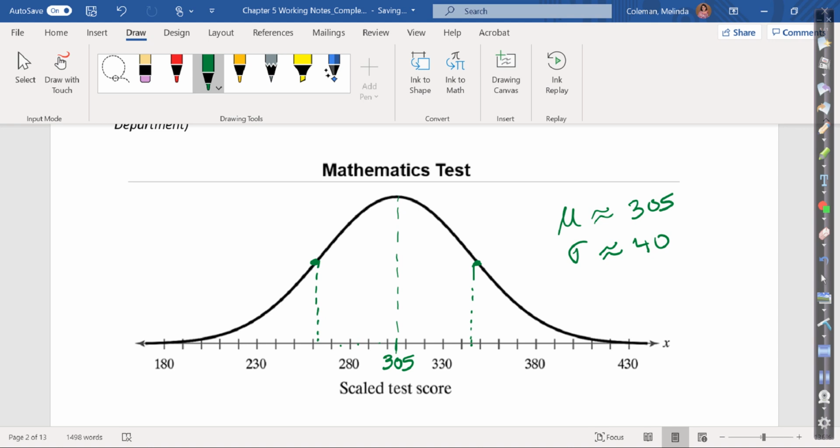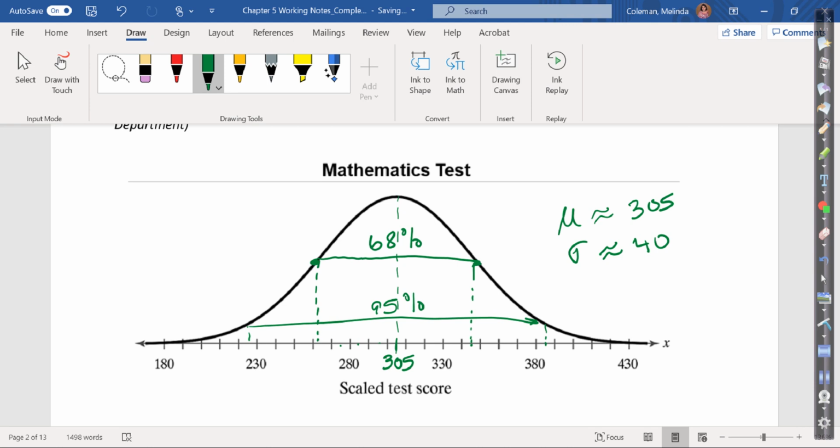And then one of the nice things, because this is normal, now we can take a look at the fact that about 68% of the data is going to fall within one standard deviation. Between two standard deviations, 10, 20, 30, 40, and 10, 20, 30, 40. So this would be my two standard deviations, and this is going to include about 95% of my data.